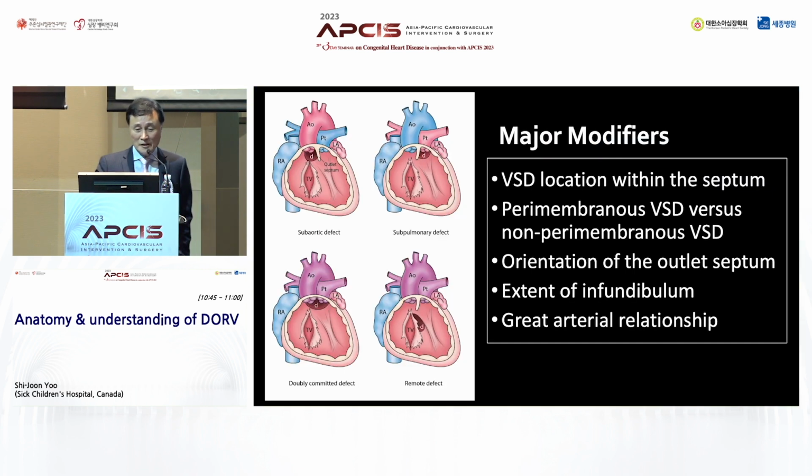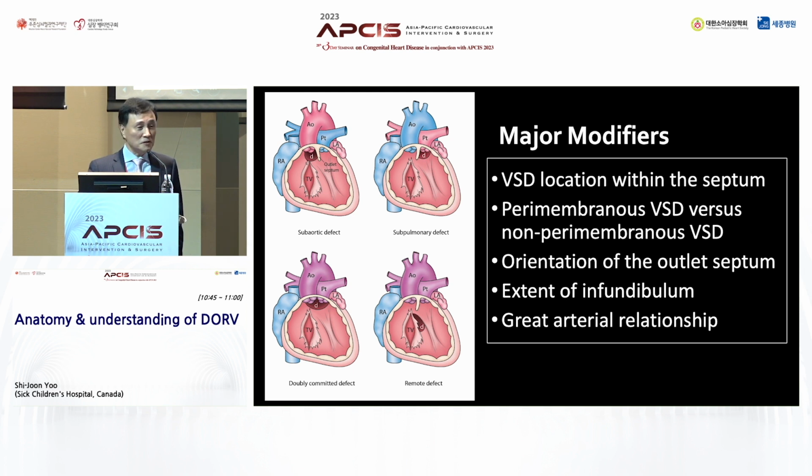Okay. So here, whenever you have DORV, at least you need to describe these 5 modifiers. VSD location within the ventricular septum, predominantly inlet, or predominantly outlet, or inlet and outlet. And then perimembranous versus non-perimembranous VSD, which gives you full insight on the conduction axis. And then the orientation of the outlet septum, in imaging especially, very, very important.